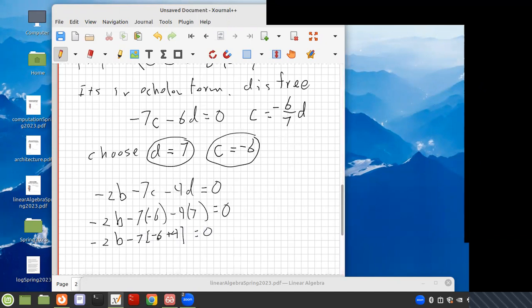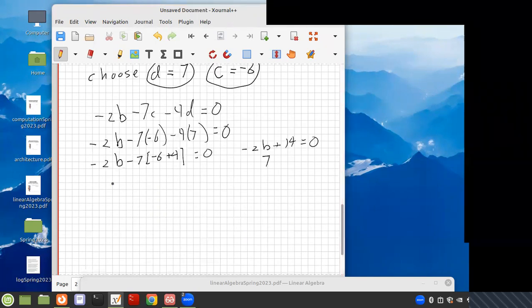So that's minus 2. So this is minus 2b plus 14 equals 0. And you can see that I want to choose b to be 7, and then we can go back and check that this arithmetic was correct. So b equals 7. Now we'll check.